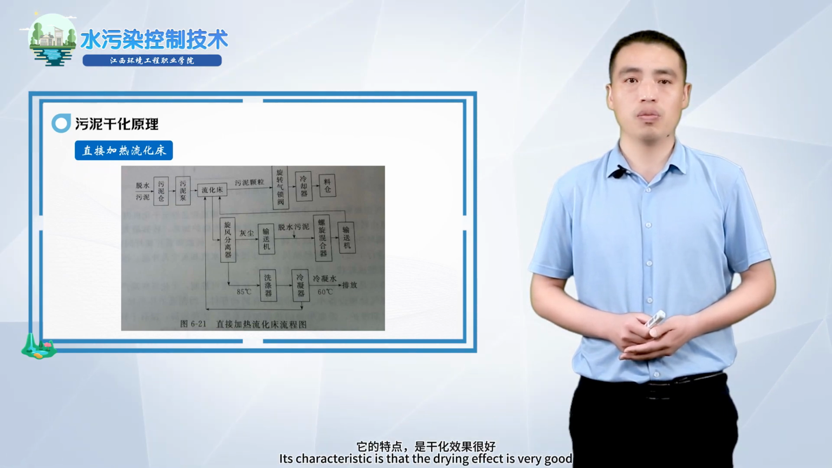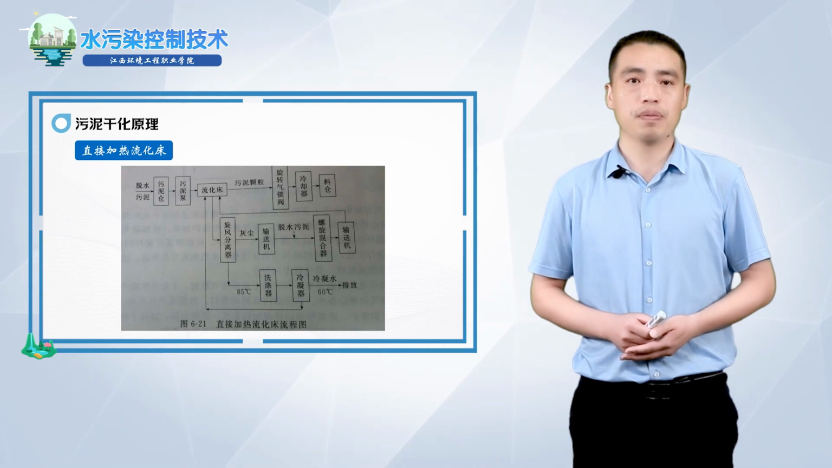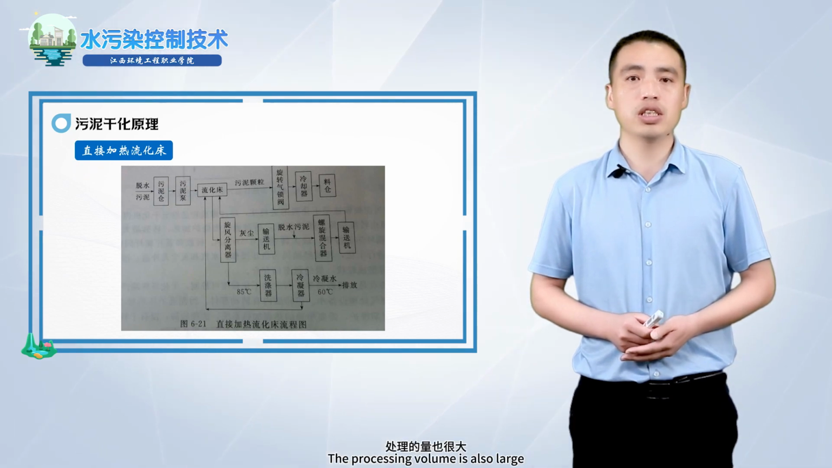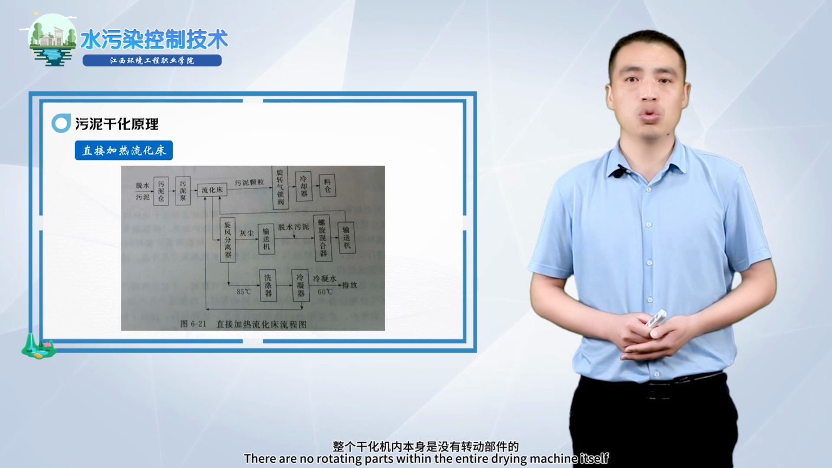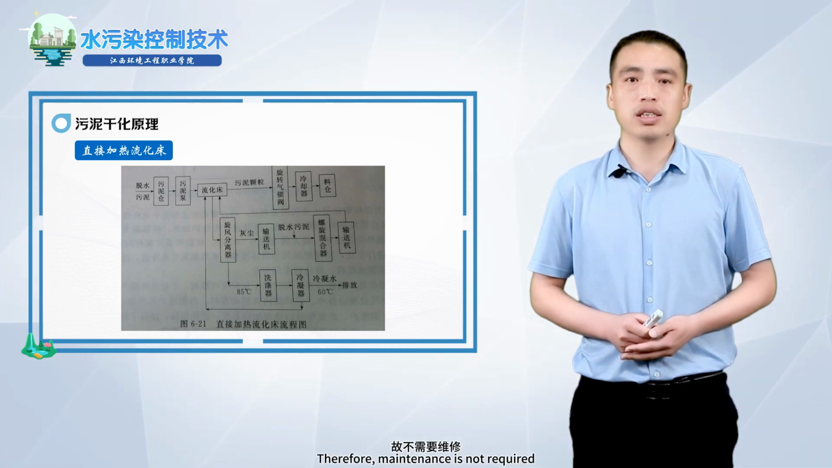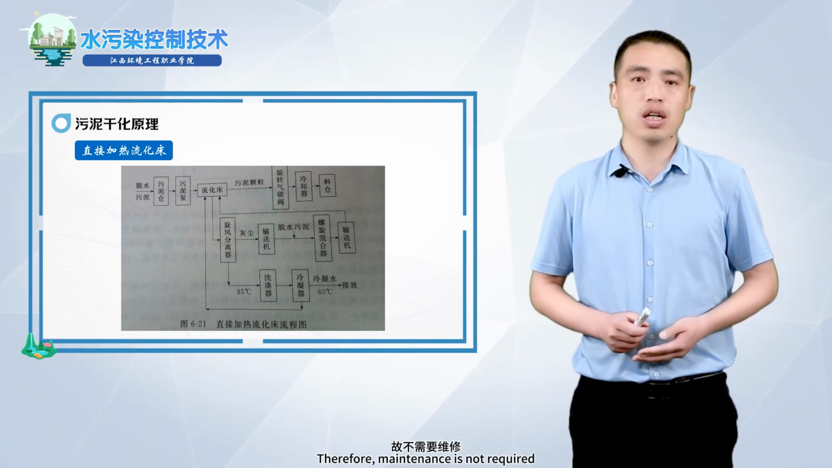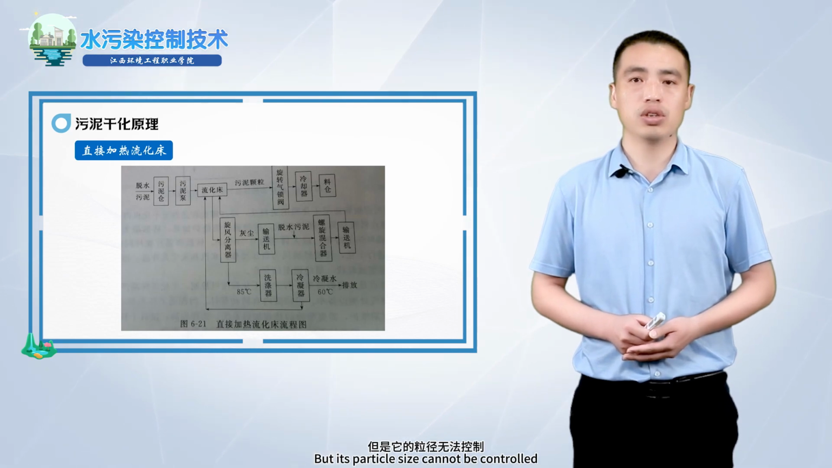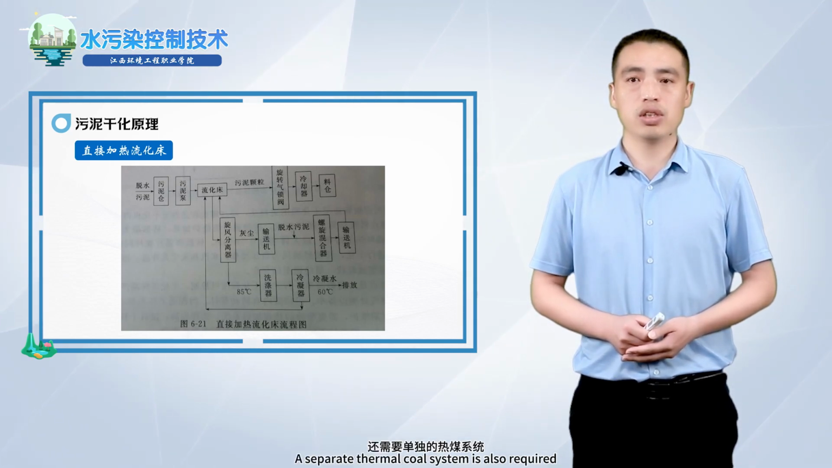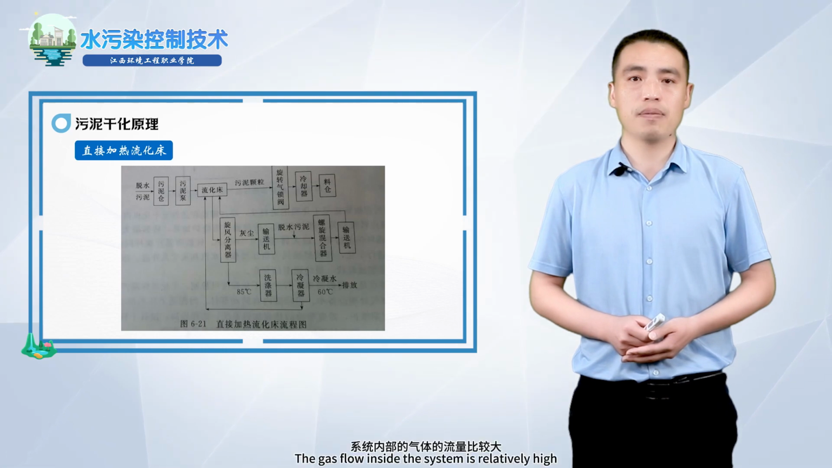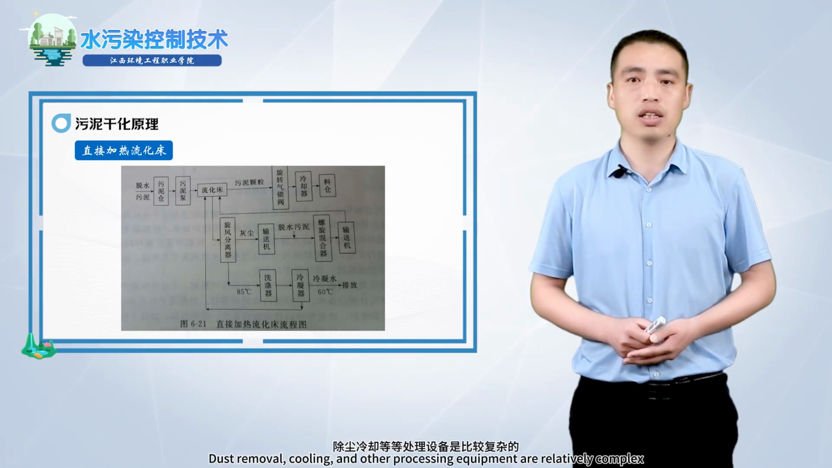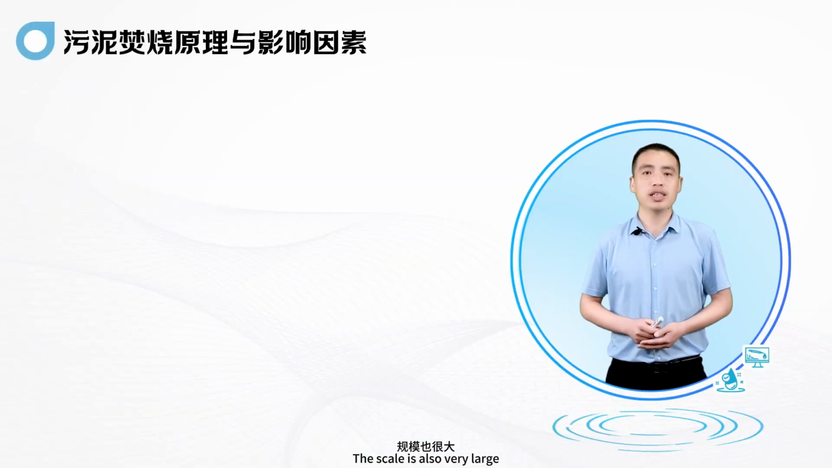And this diagram is the flowchart of a fluidized bed. Its characteristic is that the drying effect is very good and the processing volume is also large. There are no rotating parts within the entire drying machine itself, therefore maintenance is not required, but its particle size cannot be controlled. A separate heating system is also required. Meanwhile, the gas flow inside the system is relatively high, and the dust removal, cooling, and other processing equipment are relatively complex and also very large in scale.